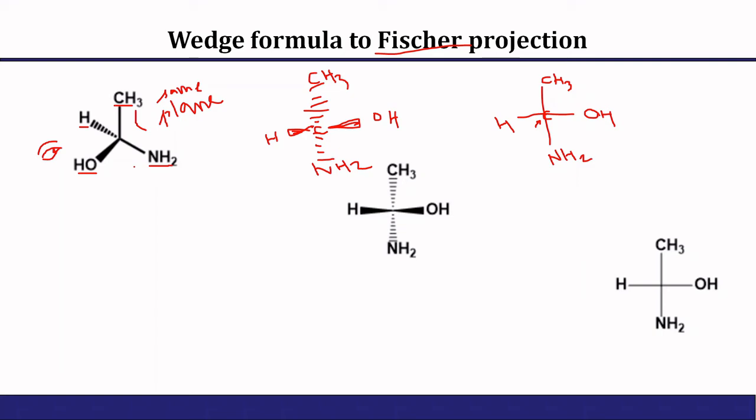I will also tell you the trick how to draw the Fisher projection formula from wedge. We just have to pull the wedge bond to the other side. While pulling, CH3 and NH2 will lie in a vertical line, OH will be on the right hand side and hydrogen will go to the left side. So this is the trick, just pulling the wedge bond to the other side.